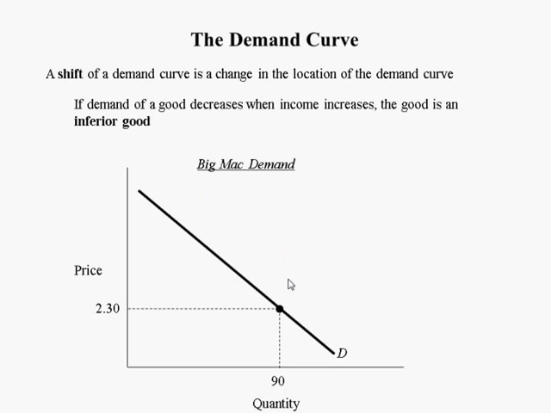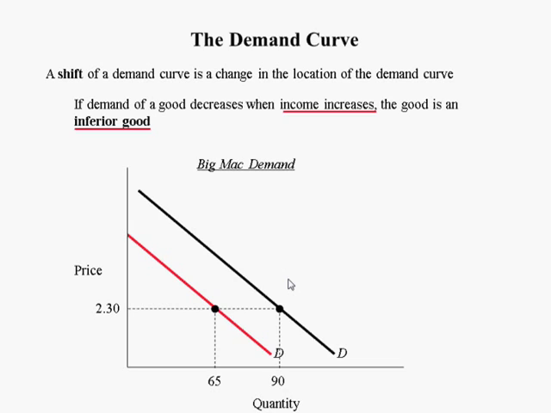Now, for other consumers, Big Macs are inferior goods. That doesn't mean Big Macs are bad. It just means for other consumers, when their income rises, their demand shifts in. Okay, for this consumer, the price is still $2.30, but when this person's income goes up, instead of buying Big Macs, this person's going to Outback Steakhouse and buying a filet mignon.